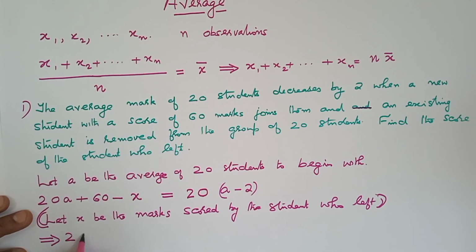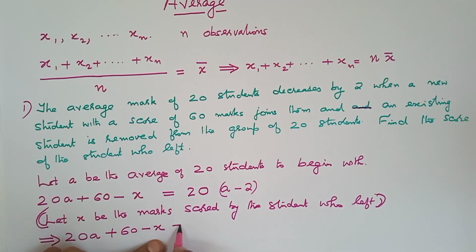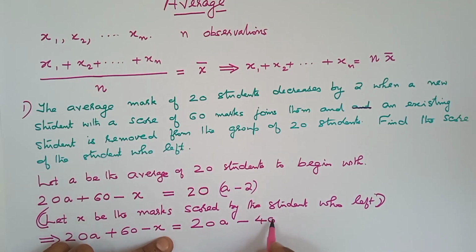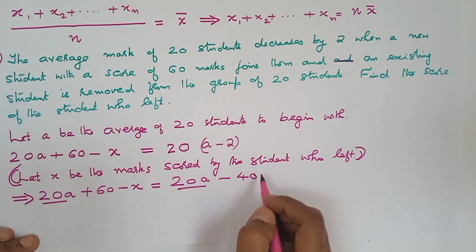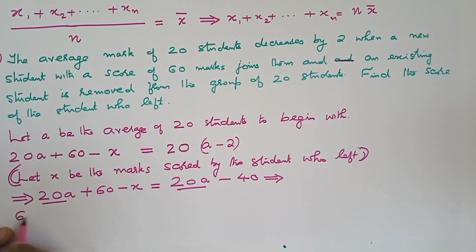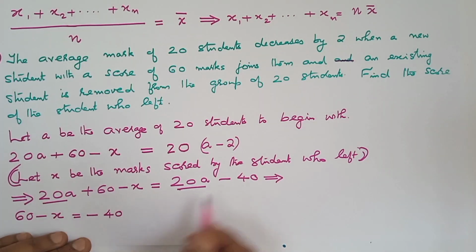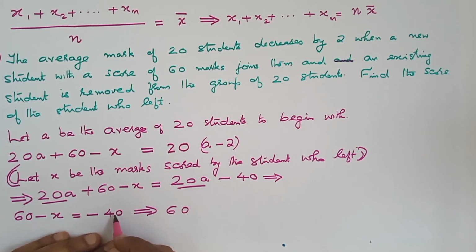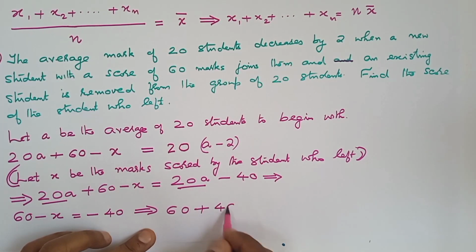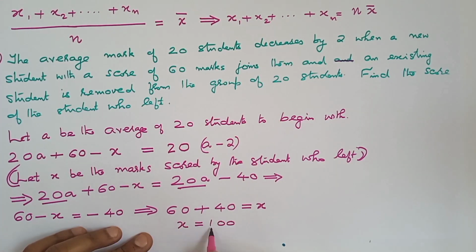So look at this: 20A plus 60 minus x equals 20A minus 40. This 20A and 20A will cancel out. So that's gone. So this implies 60 minus x equals minus 40. That implies, x you take to the other side, so 60 minus 40 to the left side. So you will have plus 40 and that will be x, which means x is equal to 100.